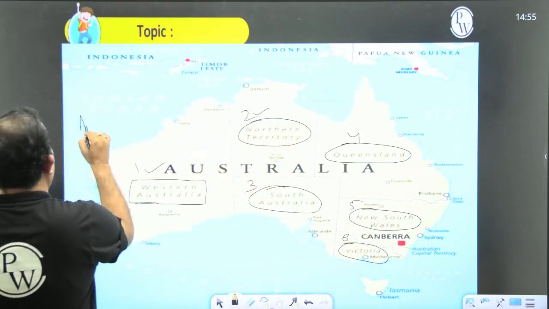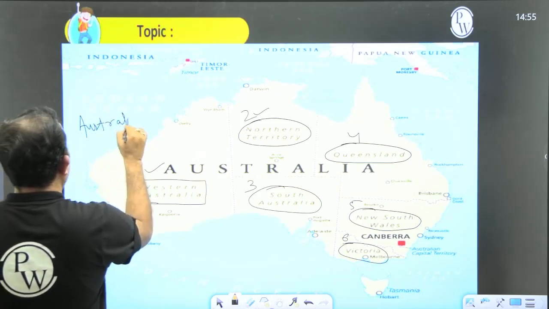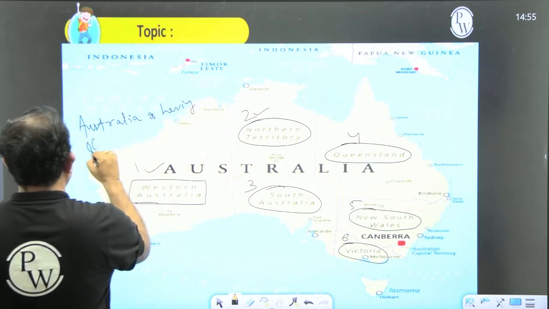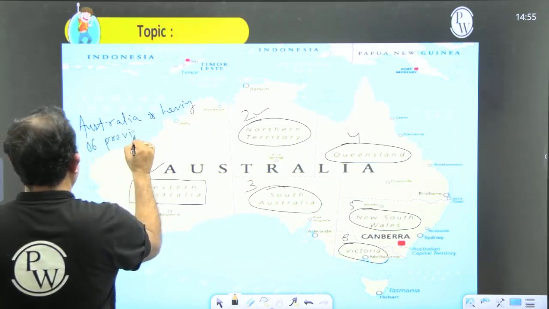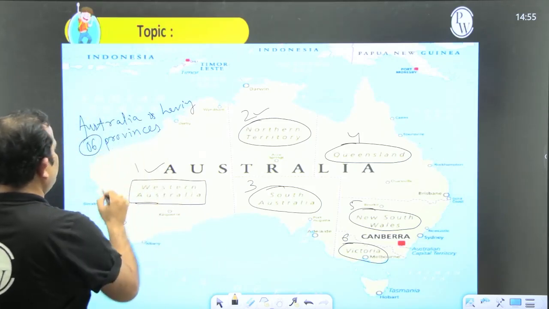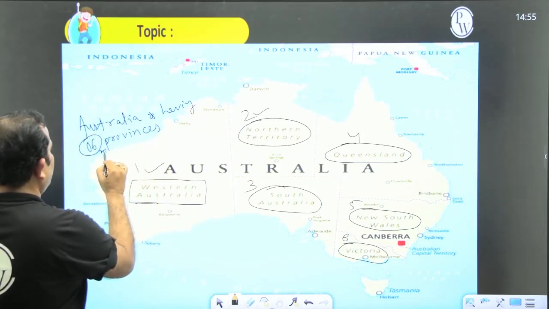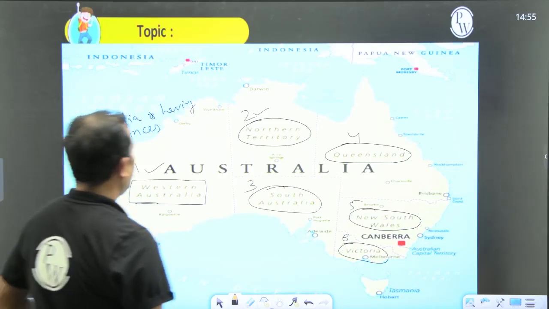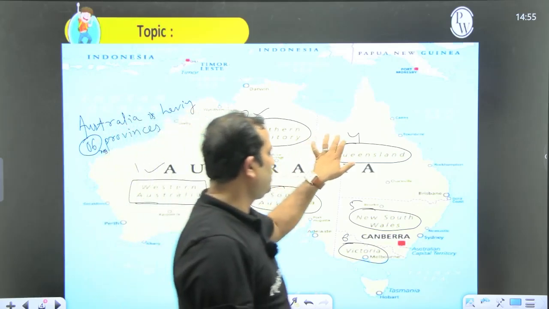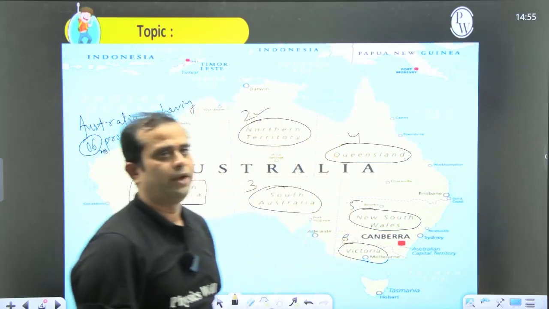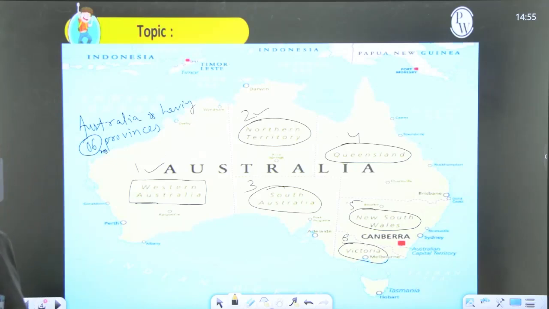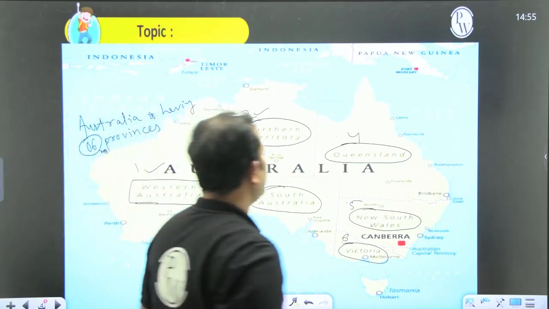I can write: Australia is having 6 provinces. So these are the total 6 provinces. One is your Western Australia, then Northern Territory, Southern Territory, Queensland, New South Wales, and Victoria. These are the 6 provinces of your Australia.